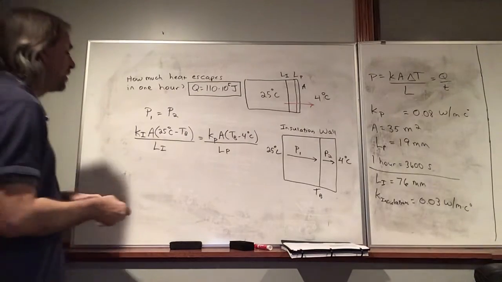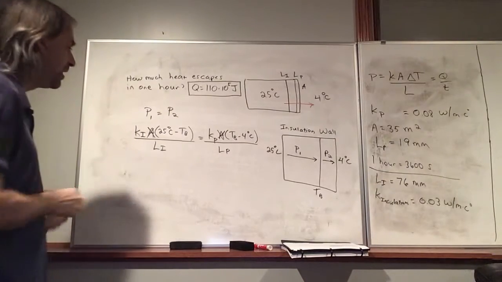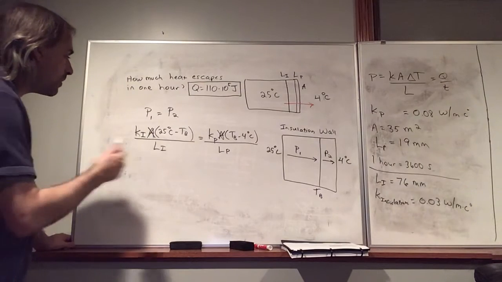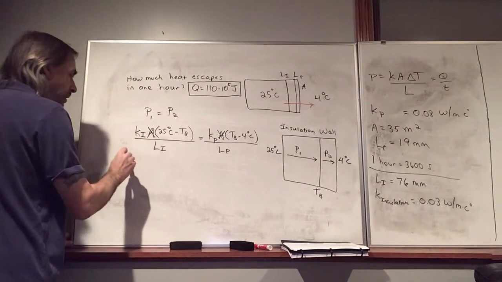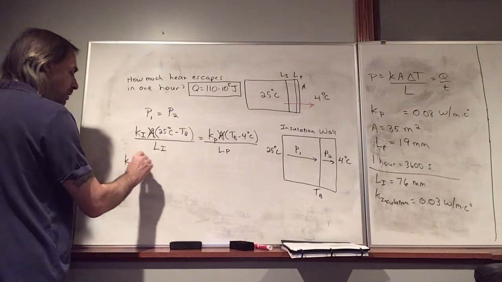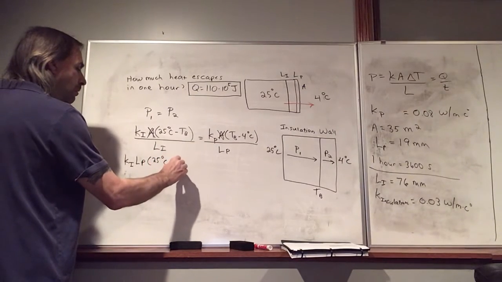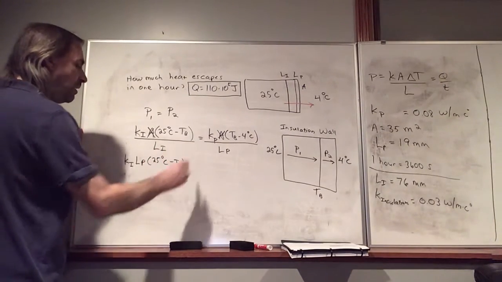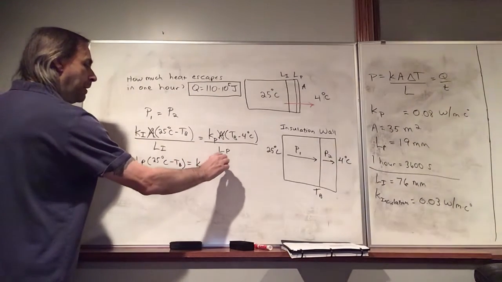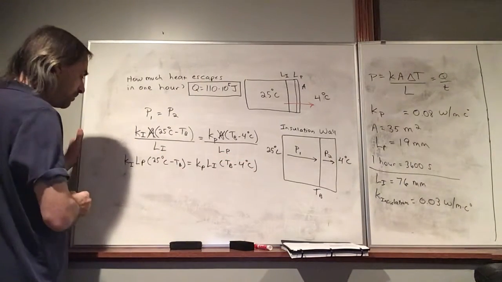Now, right away, we can cancel out the area. They share that common area. So our goal is just to find this boundary temperature. So I'm going to cross multiply. Let's say Ki Lp times delta T. This would be Kp Li times TB minus 4 degrees Celsius.